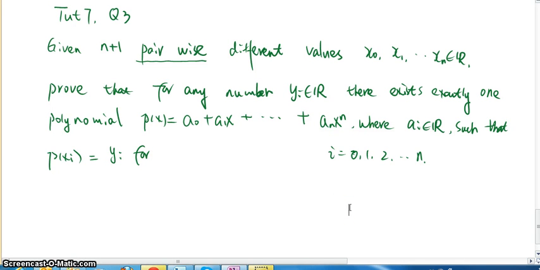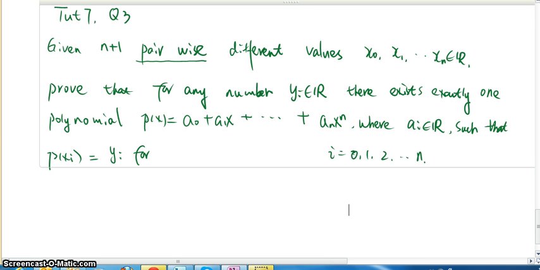Hi everyone, here I will explain a little bit about question 3 in tutorial 7. I won't give you the full proof, I will give you an example to show how this question goes on and what it really means. Okay, let's look at the question first.